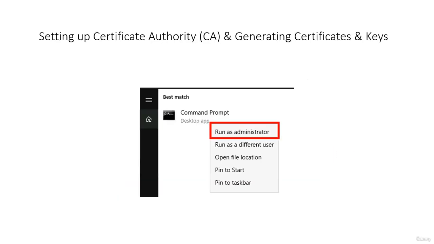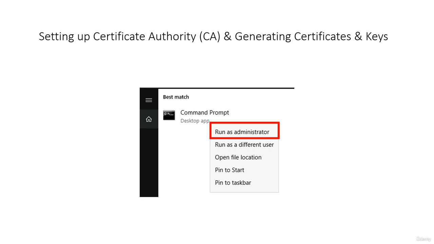And then what we need to do is set up our certificate authority and generate certificates and keys for the server and clients. So we will set up the PKI to be able to create our server and client certificates. Simply go to Windows, search for command prompt or CMD, and you must open it as an administrator.